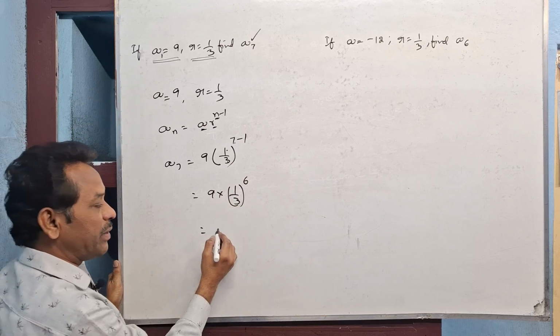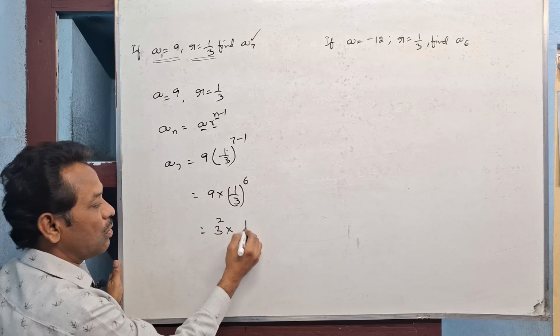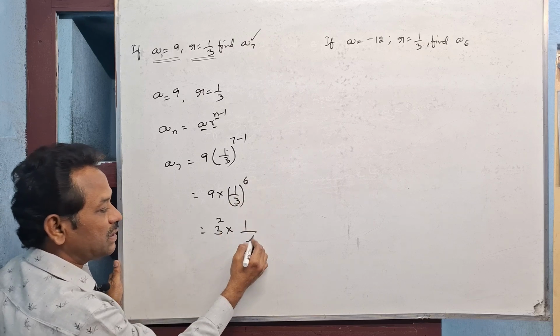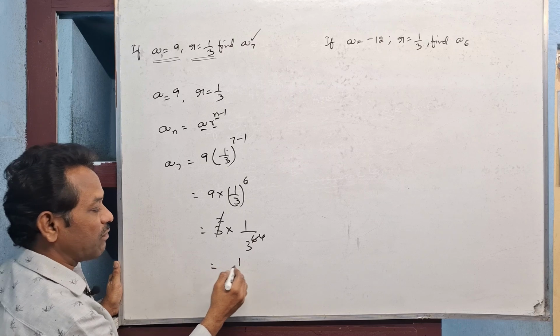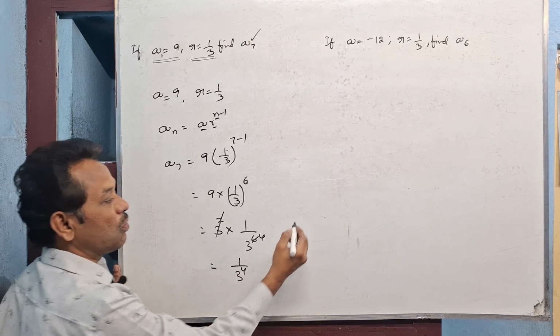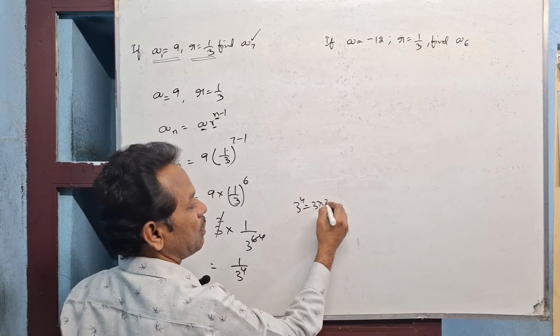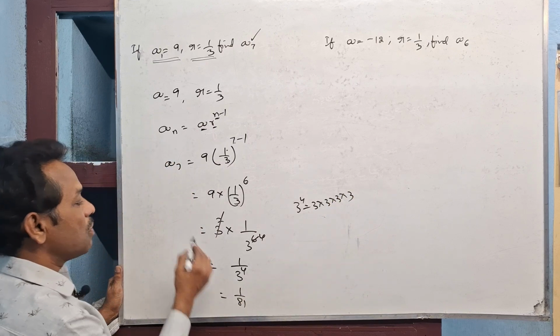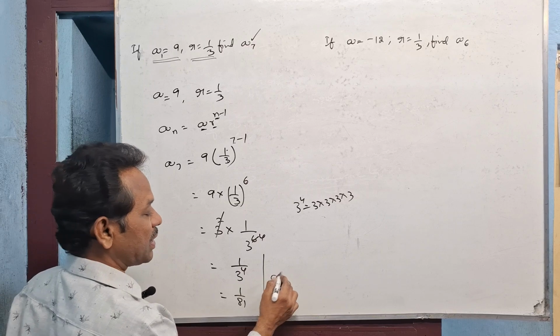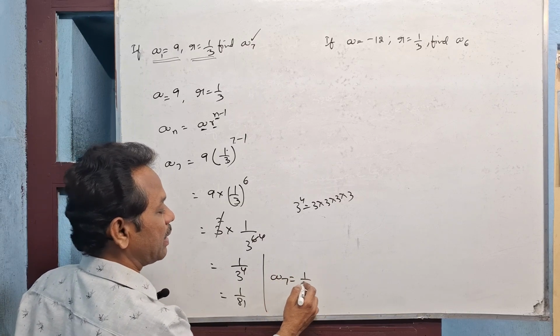So 9 can be written as 3 square into 1 by 3 power of 6. So 2 cancels, and we get 4 here. So we get 1 by 3 power of 4. 3 power of 4 is nothing but 3 into 3 into 3 into 3, which is 81. Therefore our 7th term A7 equals 1 by 81.